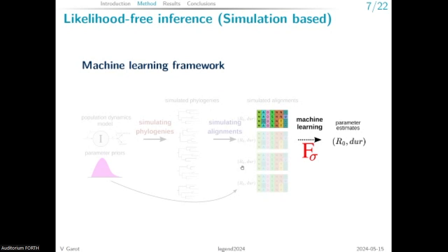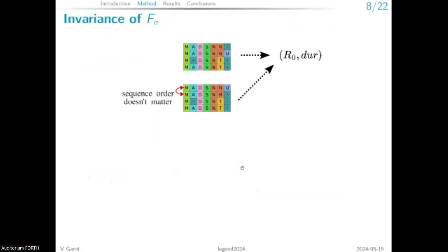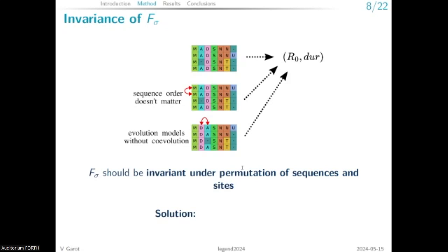What we want to say is what should be f sigma, the function that infers, and it must follow some invariance, because when we just reorder the sequences, we don't want it to depend on the order of the nodes. In what we do, we also suppose that evolution is independent between sites, so we don't have co-evolution, we don't have selection for now. So we can also swap the columns, the sites, and it should not change the parameter estimates.